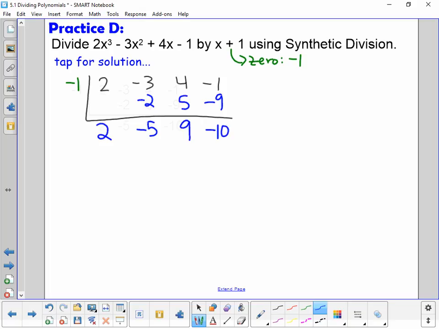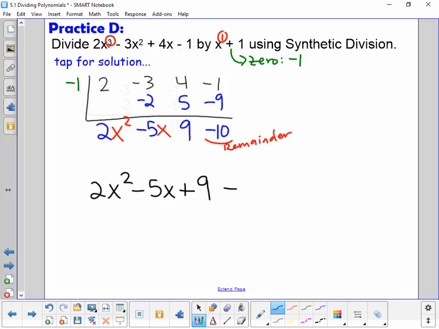Now we just need to decode our answer. This started as a power 3. We're dividing by a power 1, so our answer is going to be power 2. Last number is the remainder. So our solution is 2x squared minus 5x plus 9 minus 10 over our divisor x plus 1.